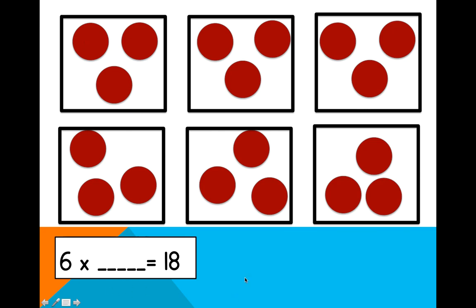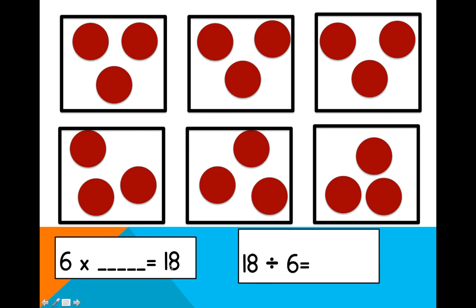I can also think about it this way. If I had 6 bags, how many groups of plums will I need to equal 18, right? If I have 6 groups of plums, how many in each group will I need to get 18? Or I can think about it this way. If I have 18 and I want to divide them into 6 groups, how many will be in each group? That's right, 3. 6 times 3 is 18. And 18 divided by 6 is 3.